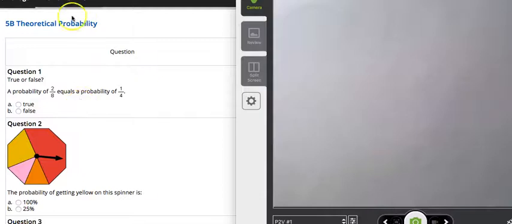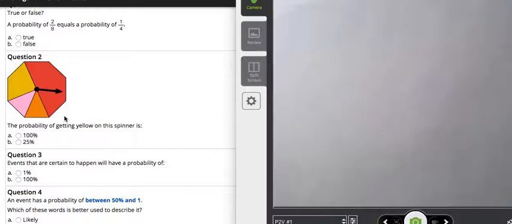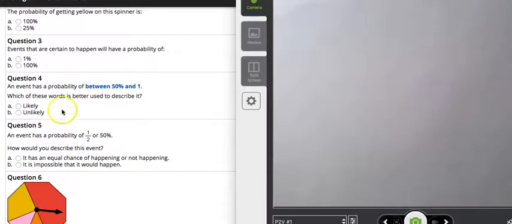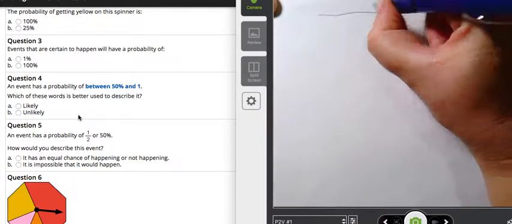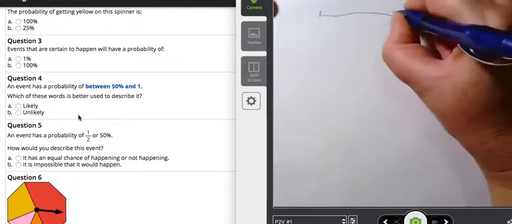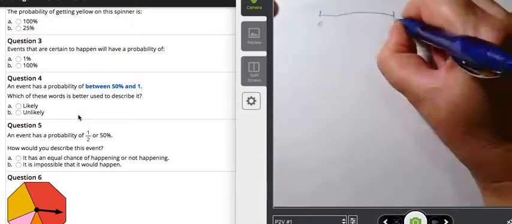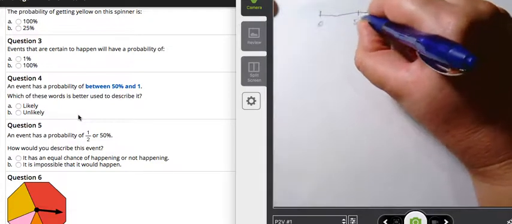Okay, just looking at some problems from exercise 5B, theoretical probability. The first one I just want to look at is question 4. An event has a probability between 50% and 1. Remember, 1 is 100%. So remember, probabilities range from 0 to 1.